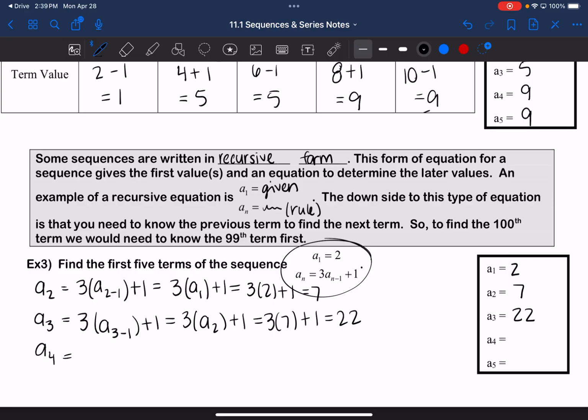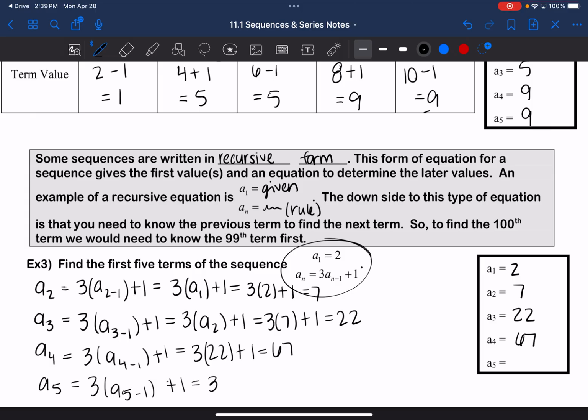So if I'm looking for the fourth term, then I'm going to need to use the third term. So I'm going to multiply 3 times what for this one? Right? So we end up getting, all right, and then same for that fifth term. So what are we going to multiply 3 by this time? All right, so 3 times 67 plus 1. What's that going to give us? What is it? 202. Good.